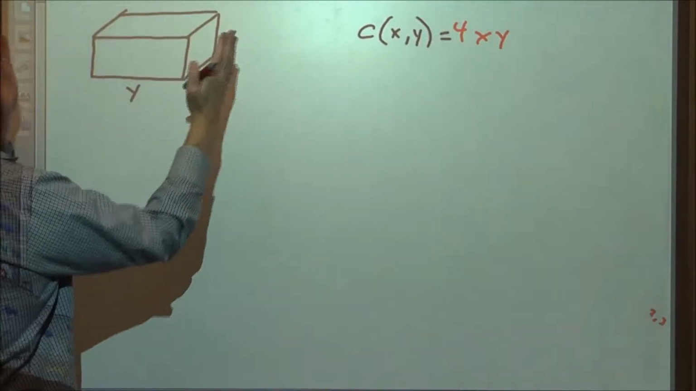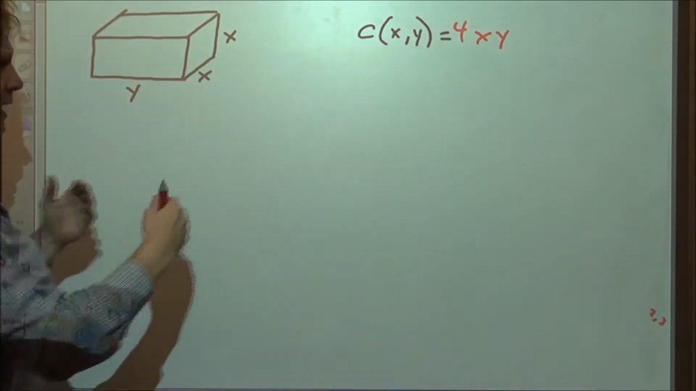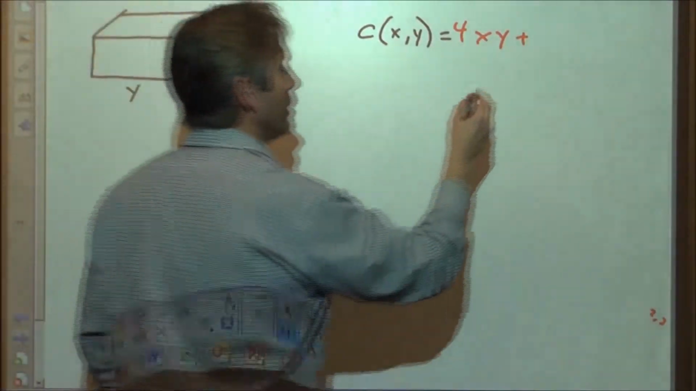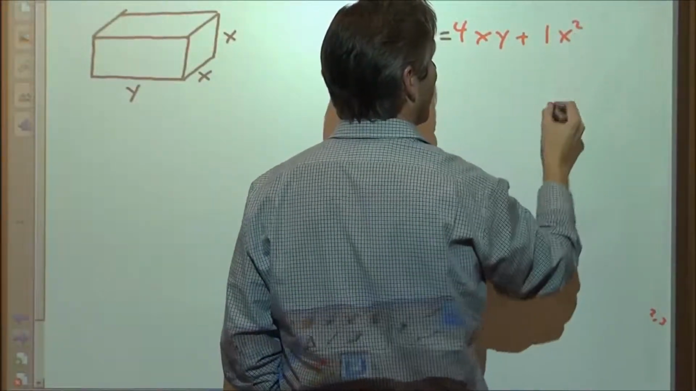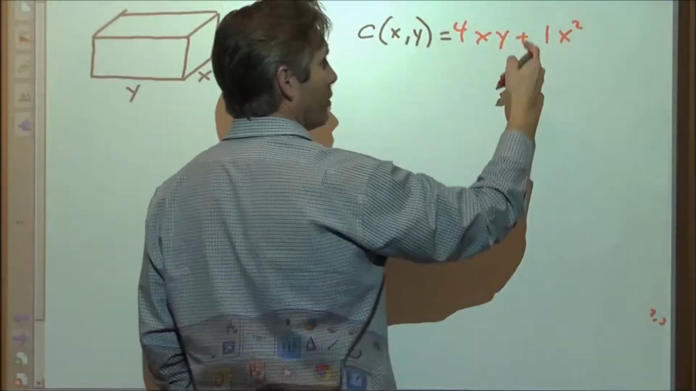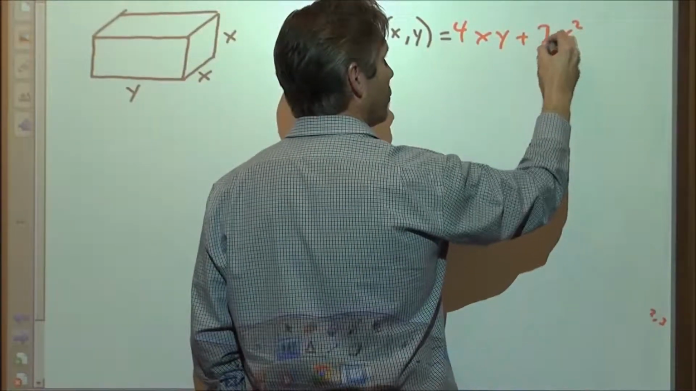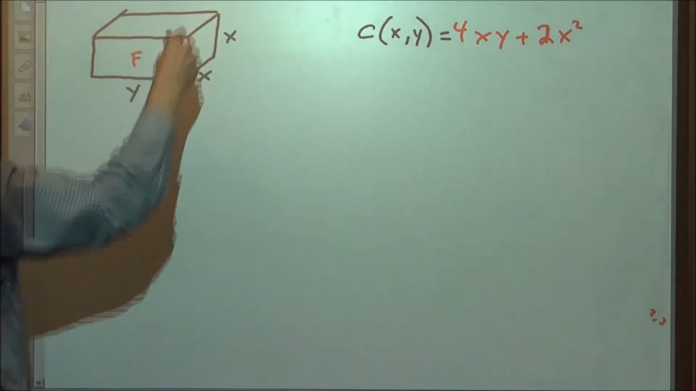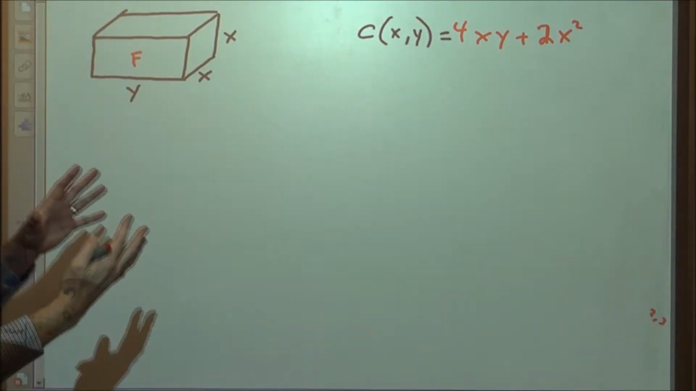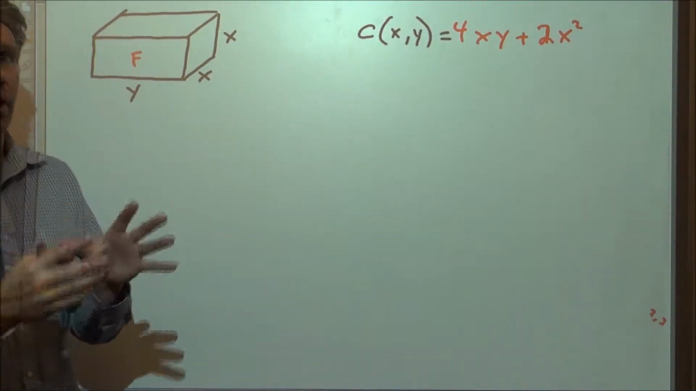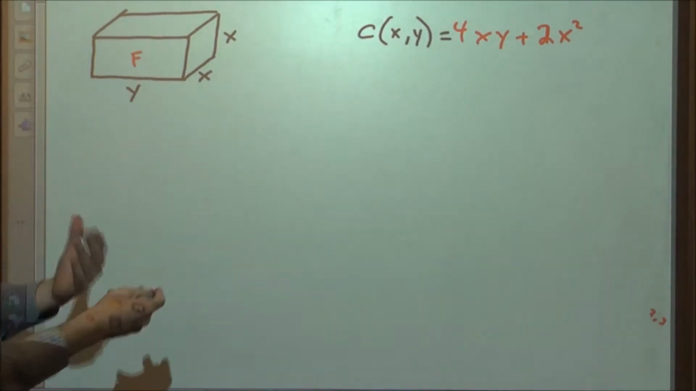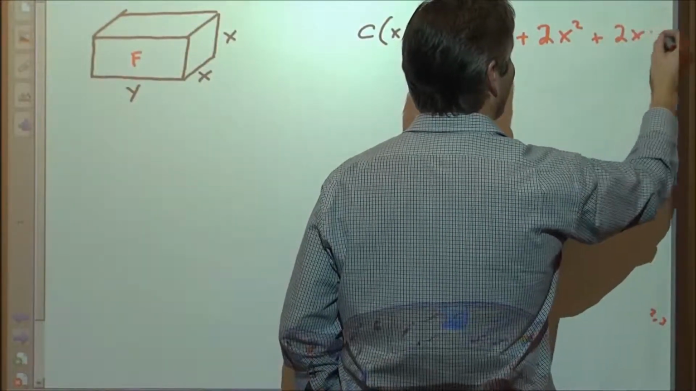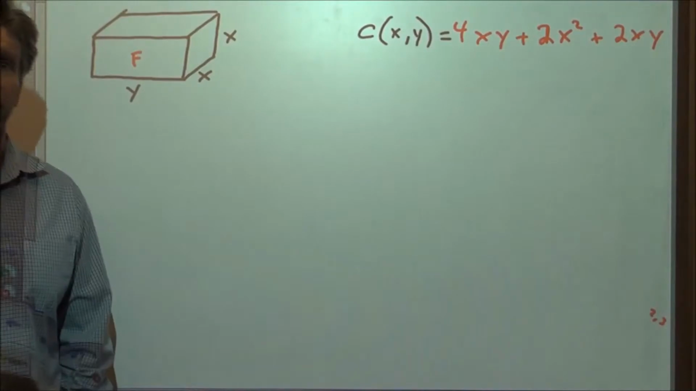Now we have two sides, left to right, that are square. They're both x by x as far as their area goes, and they only cost $1 per square foot. So it's $1 times x squared, but there are 2 of them. So is that okay if we just say 2 of them at $1 each would be 2x squared? So we'll leave it that way. Then finally we have the front side and the back side. They're both x times y as far as the area goes, and they both cost $1 a square foot. So we have 2 sides that are both xy square footage, so we have plus 2xy. There it is. There's our cost function as a function of x and y.